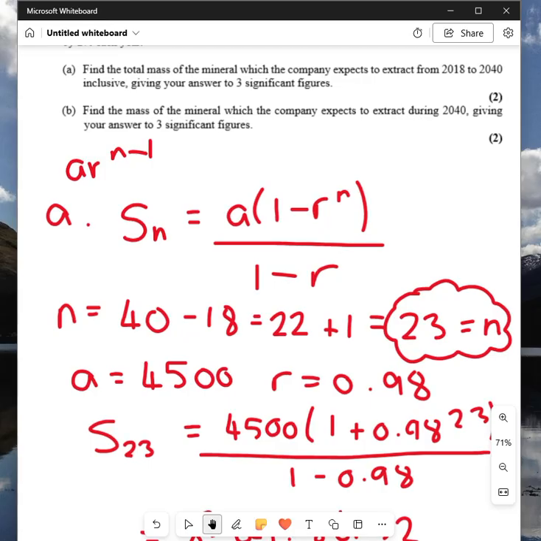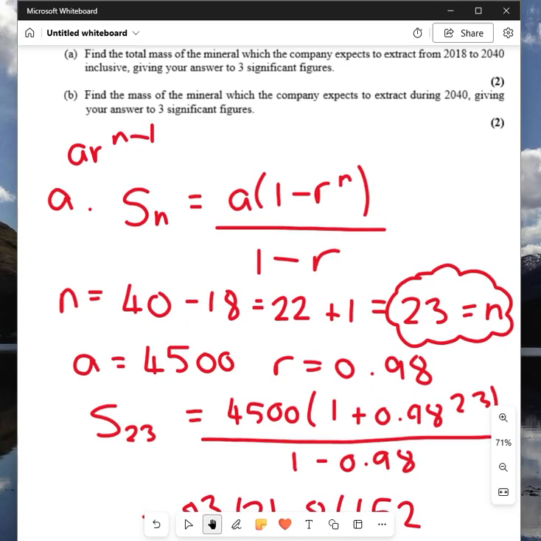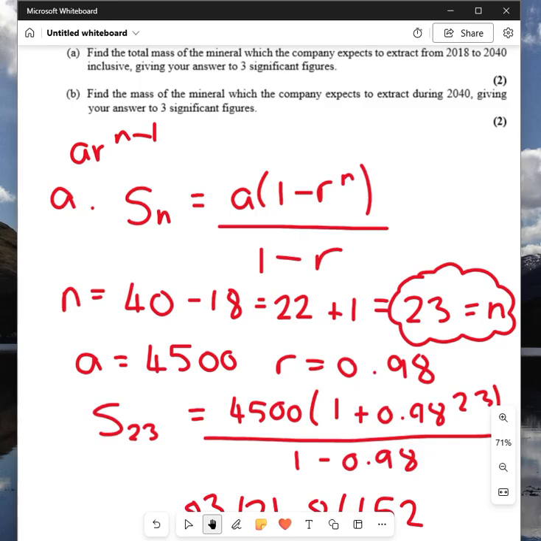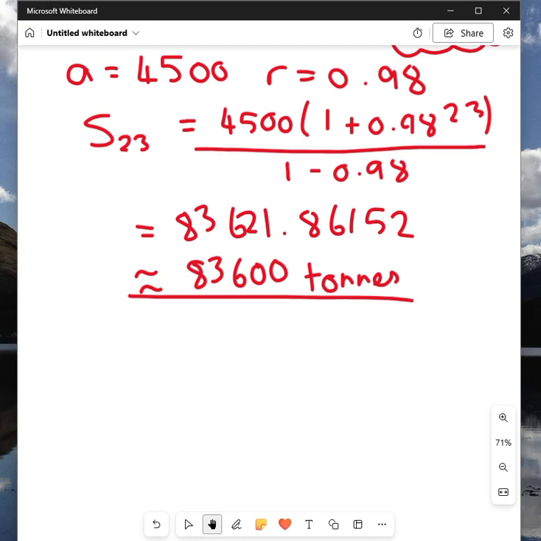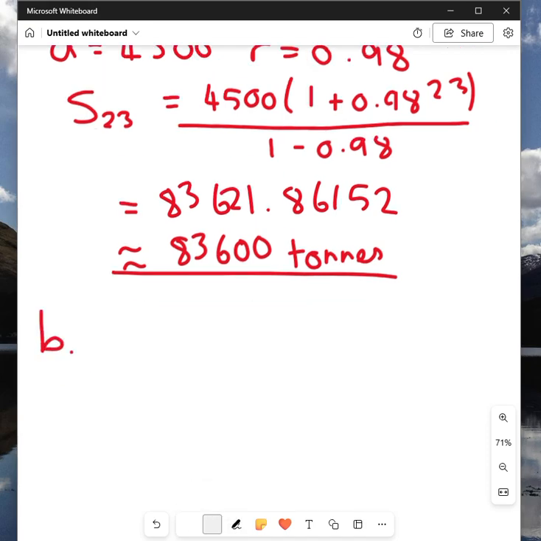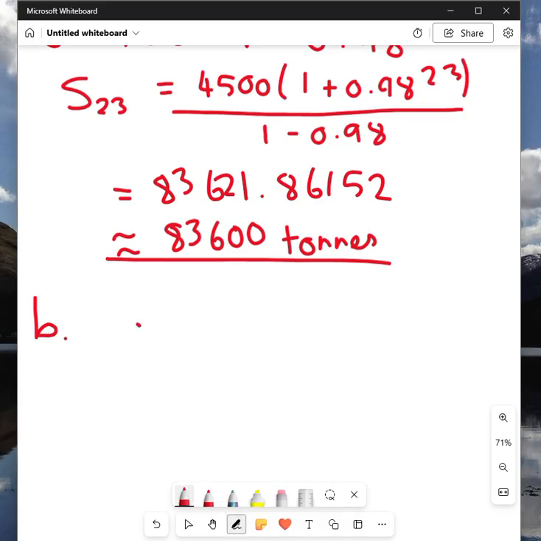So part B says, find the mass of the mineral which the company extracts during 2040. Give your answer to 3 significant figures. So this is just using the formula to find just one term in the geometric series, which is ar to the power of n minus 1. Which, like I say, is basically the same formula as compound interest. It's just a different way of writing it. Compound interest is a geometric series, basically. So our first term was 4,500 times by our 0.98.